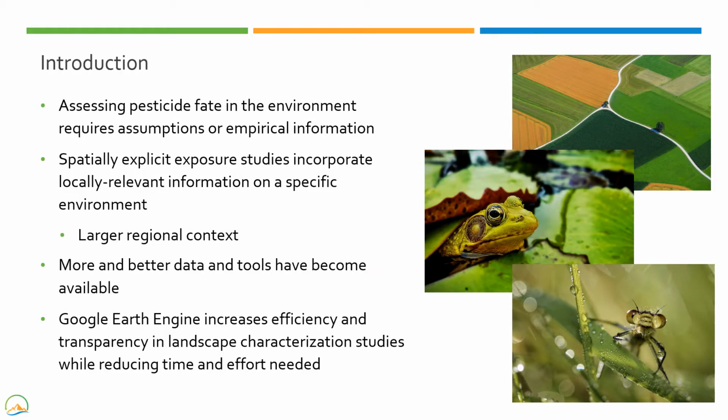Assessing pesticide fate in the environment requires either assumptions or empirical information regarding the landscape in which pesticides are used and areas in the proximity of that landscape. Regulatory exposure scenarios have defined environmental factors which allow consistent and transparent use of these pesticides. To investigate this, spatially explicit exposure studies are used to incorporate locally relevant information on a specific environment. These studies are often quantitatively selected to be placed into a larger regional context for regulatory decision-making.